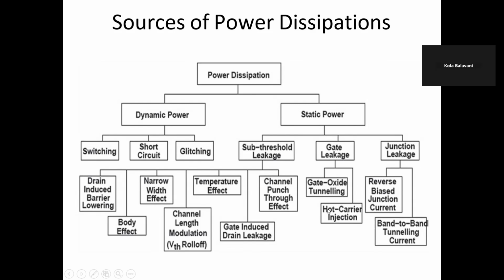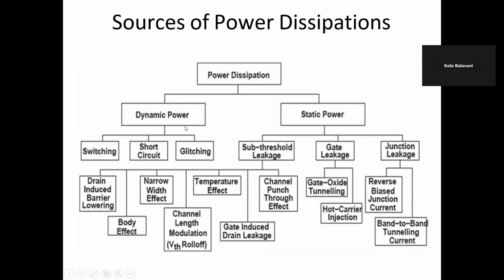Different types of leakage currents occur at different stages of the IC: subthreshold leakage, gate leakage, and junction leakage. The subthreshold leakage is again categorized into different types: drain induced barrier lowering, body effect, narrow width effect, channel length modulation, temperature effect, gate induced leakage, and channel punch through effect. Gate leakage includes gate oxide tunneling and hot carrier injection. Junction leakage includes reverse bias junction current and band to band tunneling current. So these are the different types of static power dissipation.